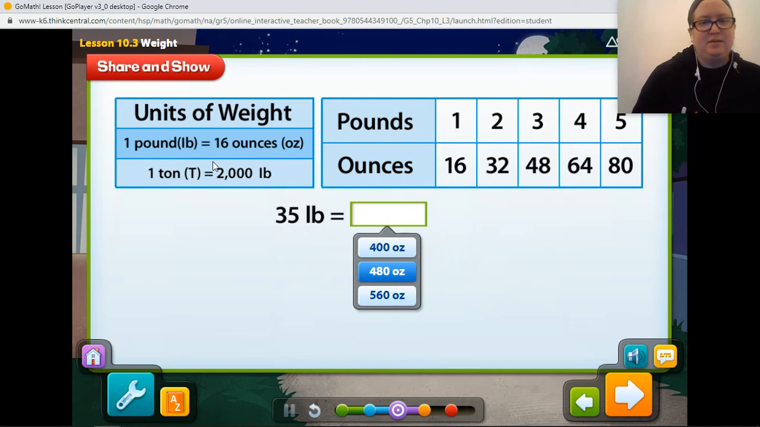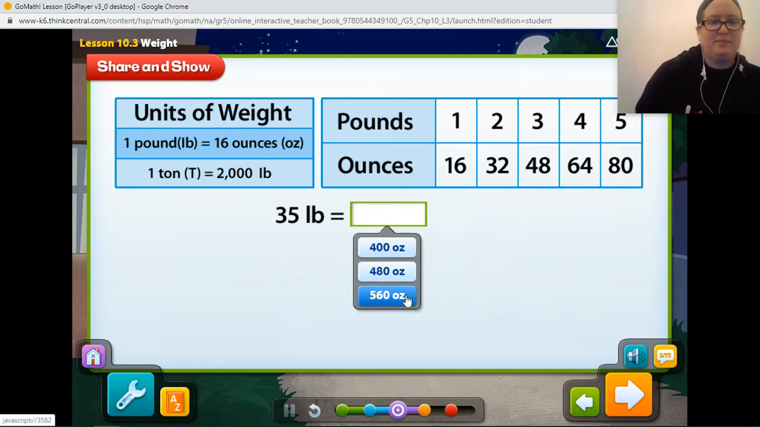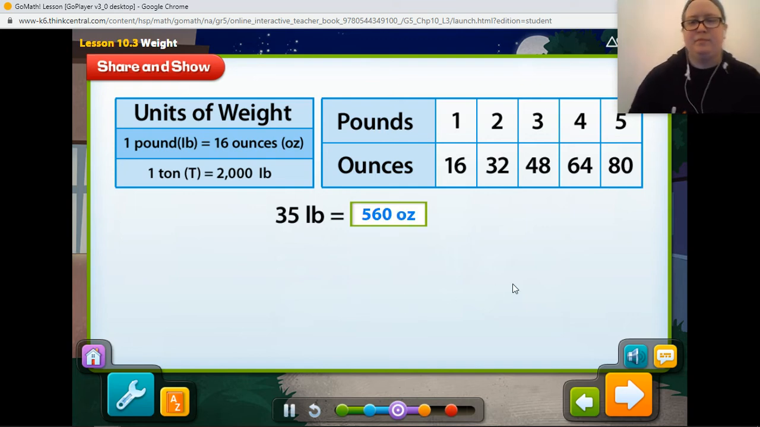Well, because we have this chart here, I'm going to look at it this way. 5 pounds is 80 ounces. 5 times 7 is 35. 7 times 80 is 560. That's right. By multiplying 35 by 16, you can make this conversion, which is equal to 560 ounces.